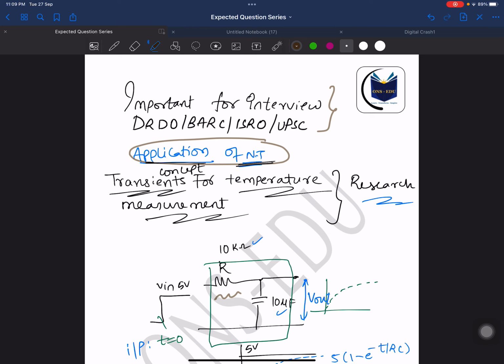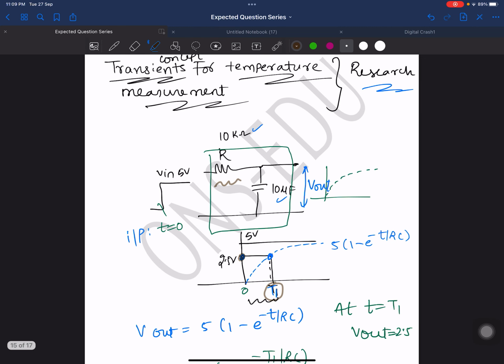So now how can you do it? First step, I have taken a 10 kilo ohm resistance and a 10 microfarad capacitance, and I gave 5 volts input. Now here, we know that theoretically it goes like this. I'll teach you how I have done it with microcontrollers.